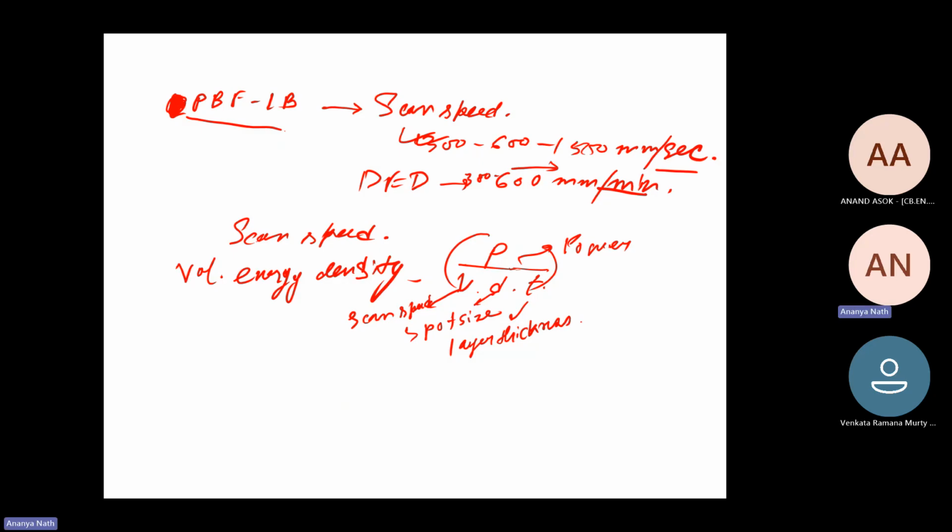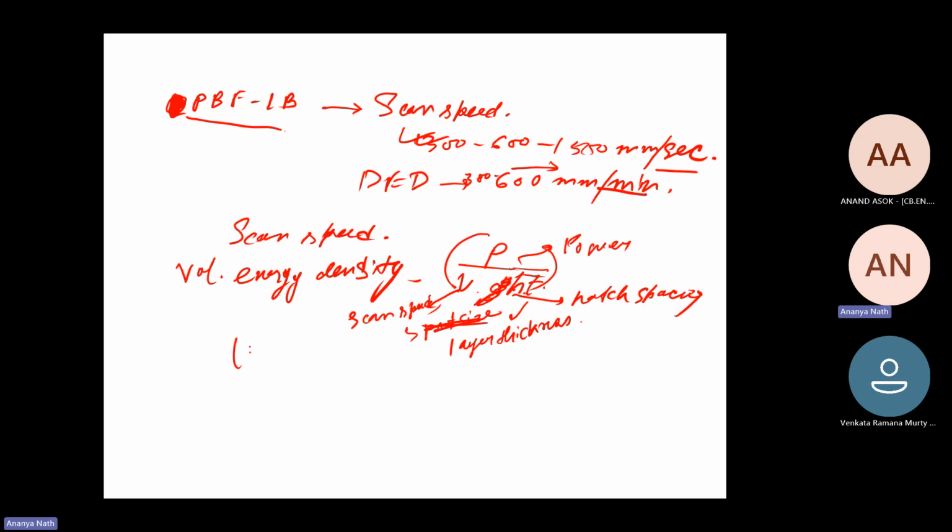I think I made a mistake in this formula. This spot size is not here. Something else is here. Anyway, we can take this equation for the time being. Here I am interested to calculate how much energy or volumetric energy density is needed to print a part. Sorry, in this formula, this has to be hatch spacing. This is hatch spacing. I forgot. Not spot size. Spot size is not in this formula.